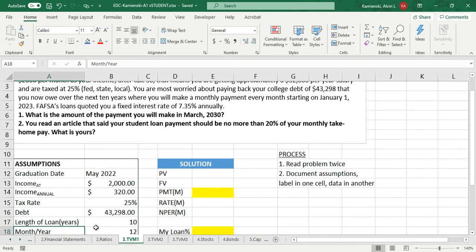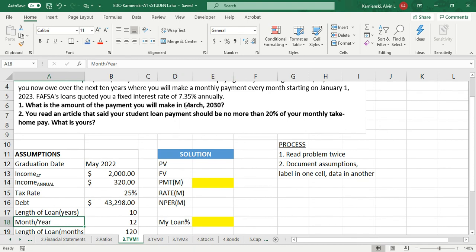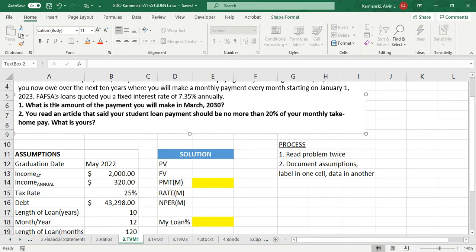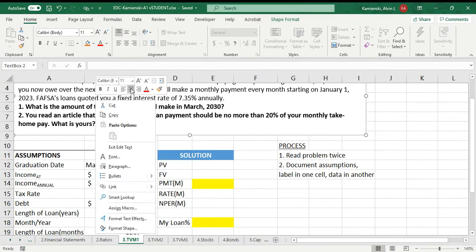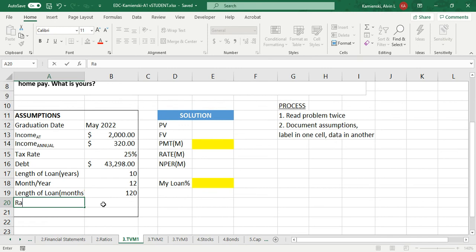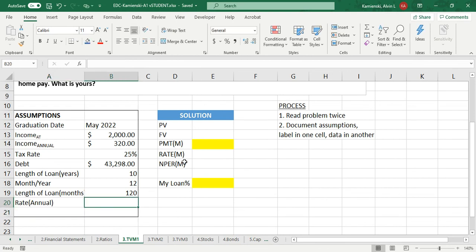Got it. Where there are months per year 12, and you're going to make a monthly payment starting on January 1st, 2023. Fastest Loans quotes you a fixed interest rate of 7.35% annually. This is where, too, I'm going to be careful and say something like rate annual. And notice that doing the parentheses gives it the same kind of look as doing the subscript. It's just a matter of preference. Excel is part art and part science. It just must be understandable.